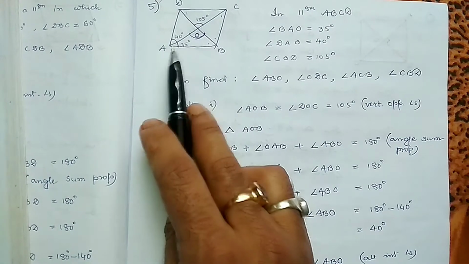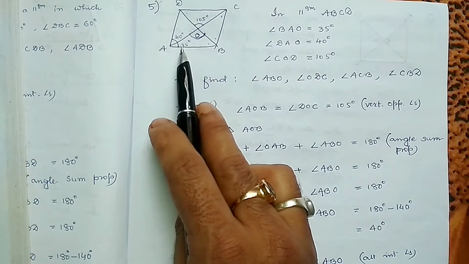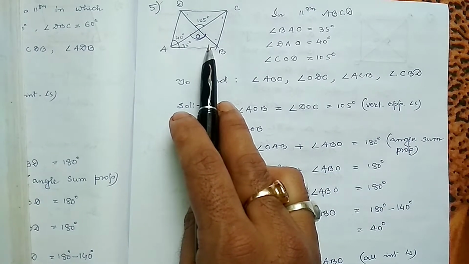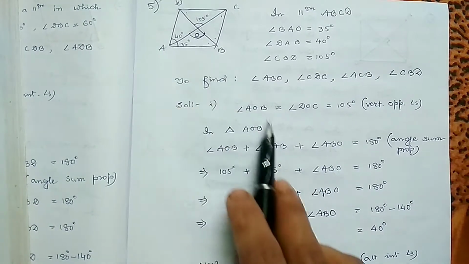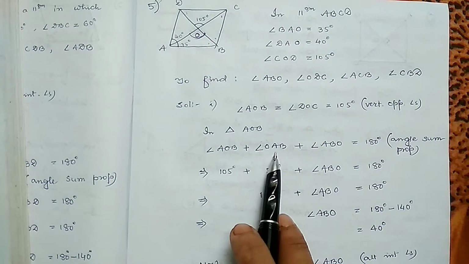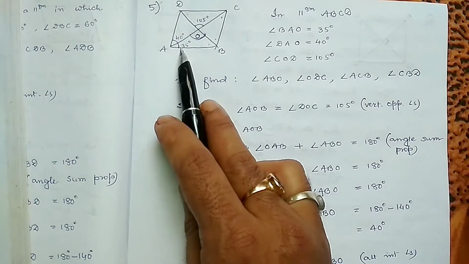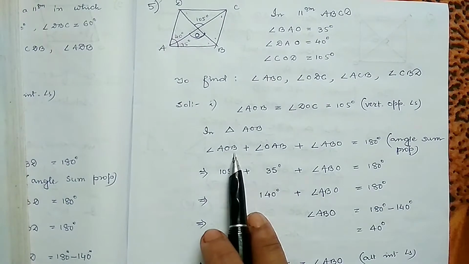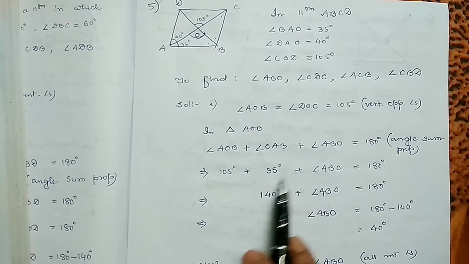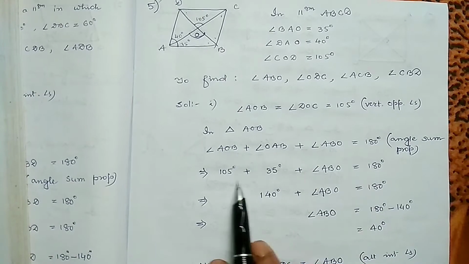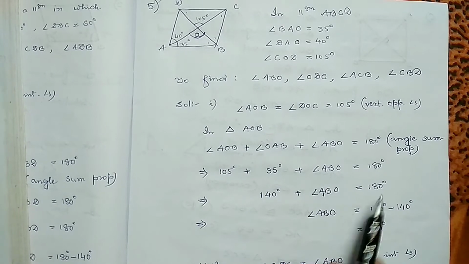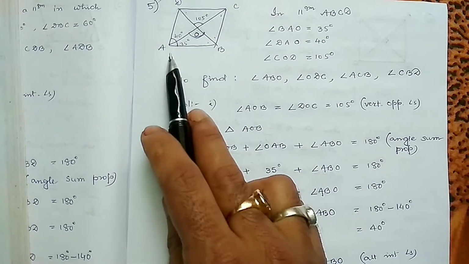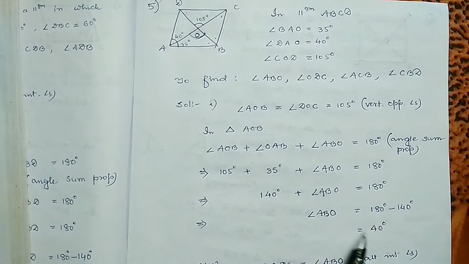Now here in this triangle AOB, this angle I know, this angle I know, and this angle can be calculated because we know the sum of these three angles will be 180. So in triangle AOB, angle AOB plus OAB plus ABO, the sum of these three angles will be 180. AOB you already know is 105, OAB is 35, ABO is not known, and the total is 180. Just add this to get 140. Now you transfer this 140 to the other side. So ABO will be 180 minus 140, 40 degrees. So the first angle that we had to calculate, ABO, we got, and ABO will be 40 degrees.